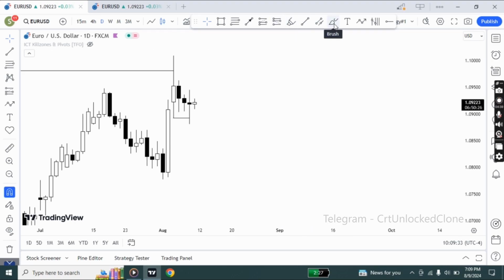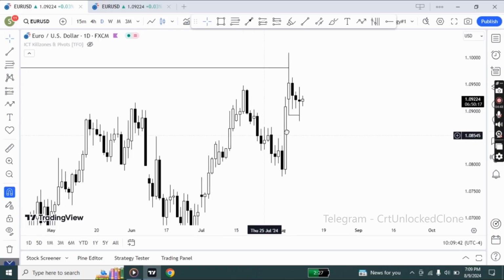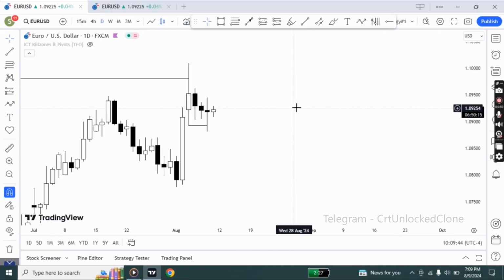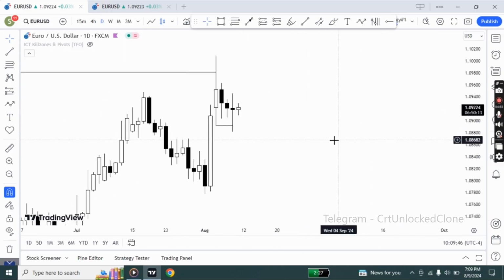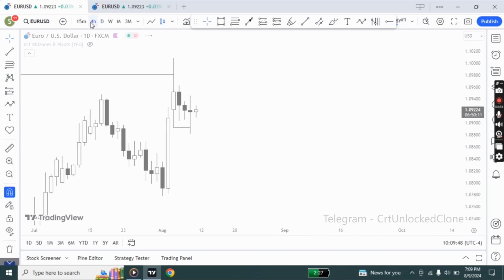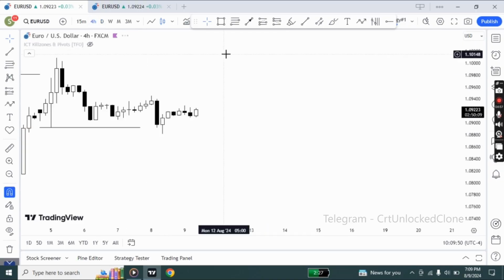But what you should do is keep your charts clean and just use this logic to understand what price is telling you and not what you want price to do, right? You don't have to force anything. So let's go over to the 4-hour time frame to find a CRT there for a lower time frame entry.